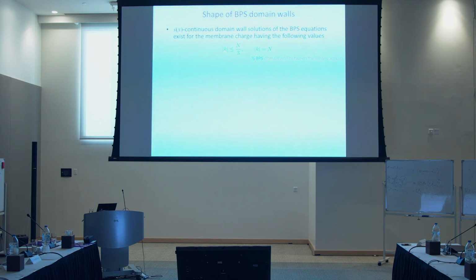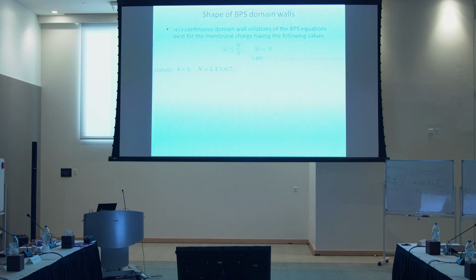So the modulus of the charge of the membrane should be equal to or less than n/3, or it should be equal to k equals n here. And then we have 1/2 BPS. This corresponds to a 1/2 BPS domain wall between the same vacuum on the left and on the right of the membrane. Let me show the examples for different k and n.